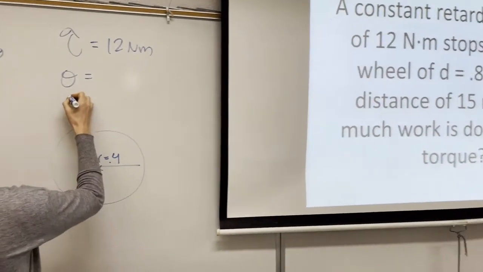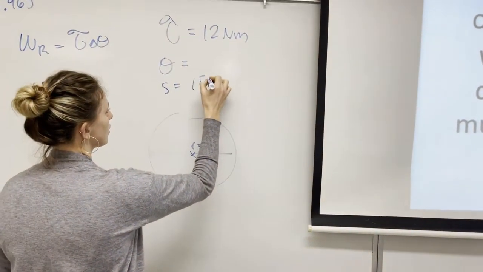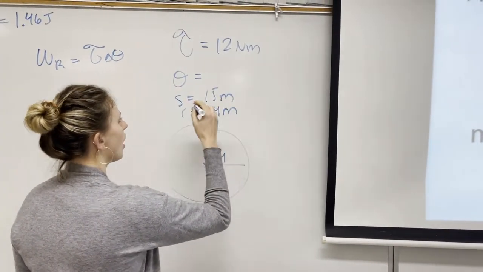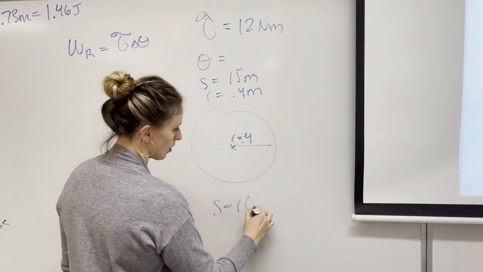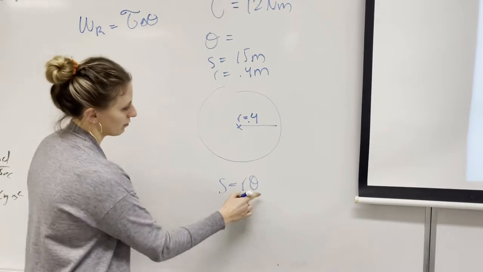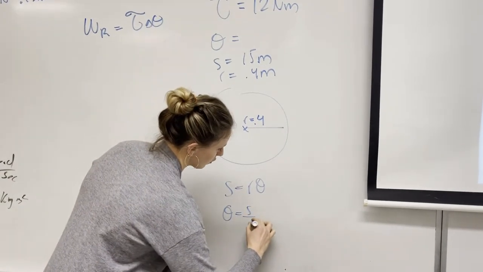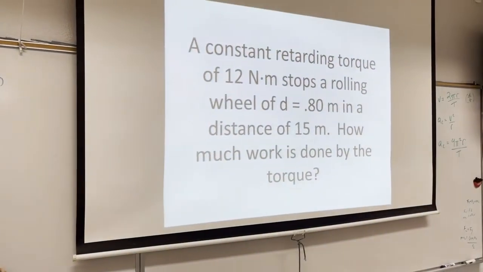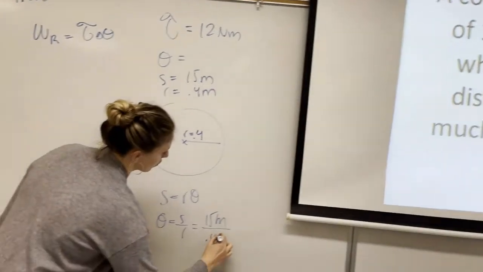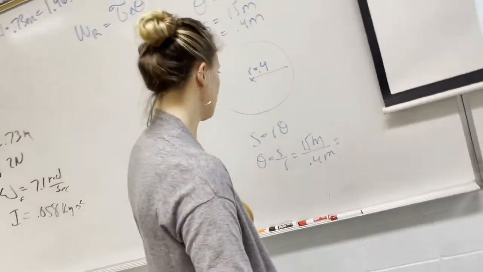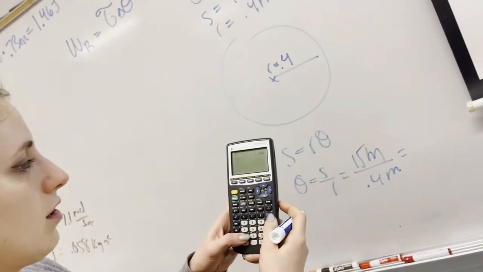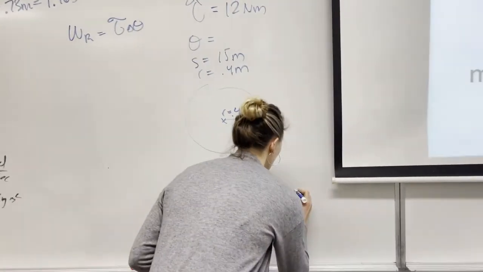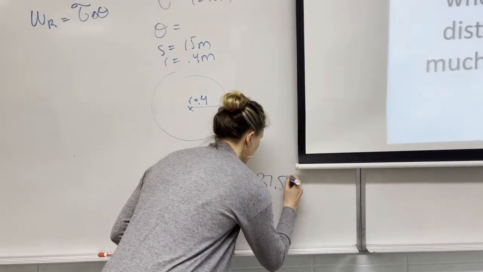What's that equation? The stripe is 15 meters. The radius is 0.4 meters. Wasn't it s equals r theta? So theta is s over r. My stripe on the ground goes for a distance of 15 meters, and the radius is 0.4 meters. 15 divided by 0.4 is 37.5 radians.